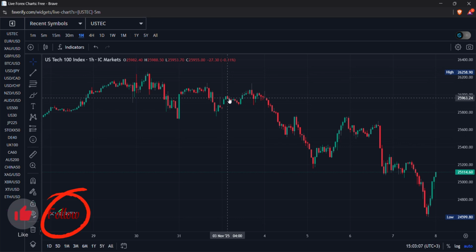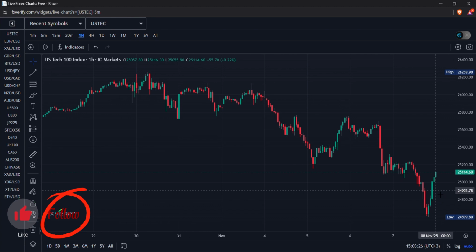We talked about market structure shift and change of character in the last video. So we are going to look at order blocks in this video, for you to know how to identify order blocks at this time in these markets.